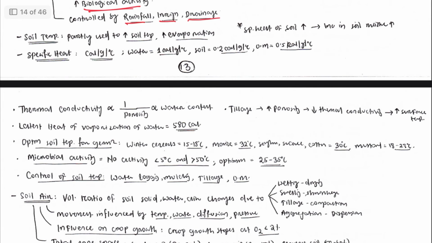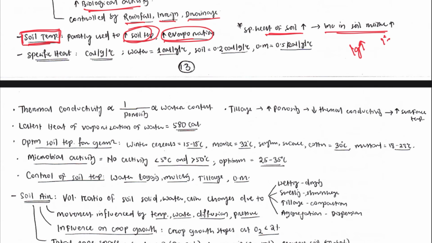Now next, soil physical property is soil temperature. When soil temperature is higher, the evaporation rate is higher. The specific heat of soil increases with the soil moisture, because water has a high specific heat. Let me tell you first what specific heat is. Specific heat is the calorie of energy that is required to increase 1 gram of substance by 1 degree Celsius.